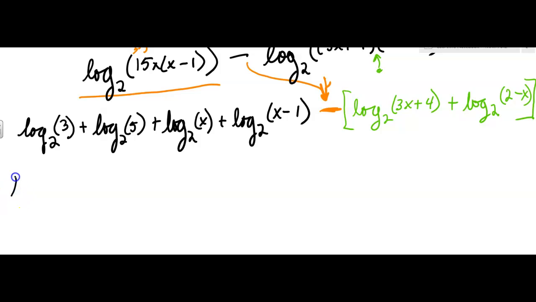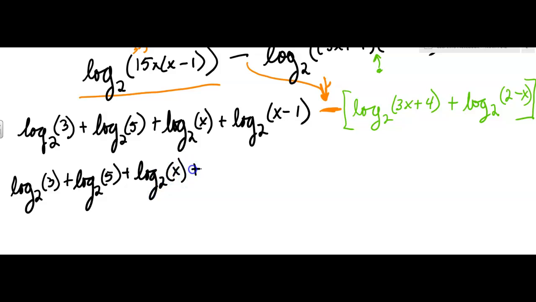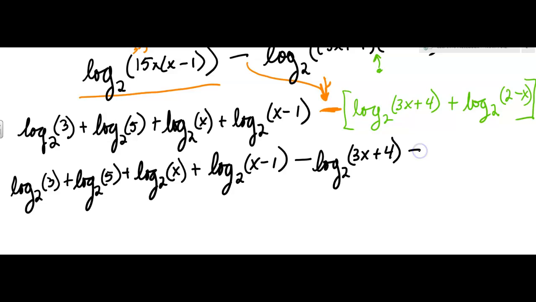If I can fit it, it's going to go log base 2 of 3 plus log base 2 of 5 plus log base 2 of x plus log base 2 of x minus 1 minus log base 2 of 3x plus 4 minus, because I'm distributing now, that minus sign, log base 2 of 2 minus x. Okay? And I'm done. That was a long one.